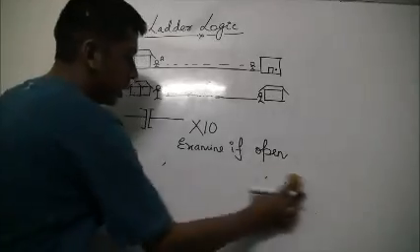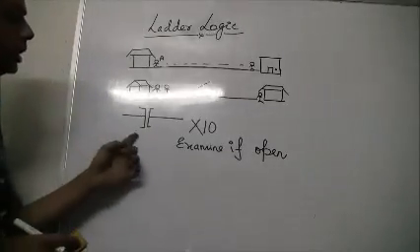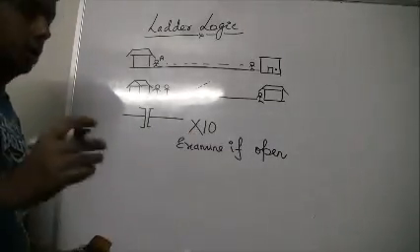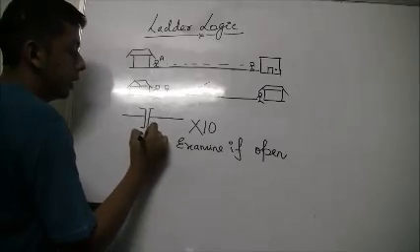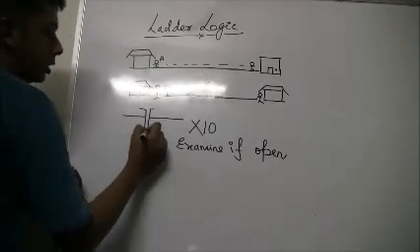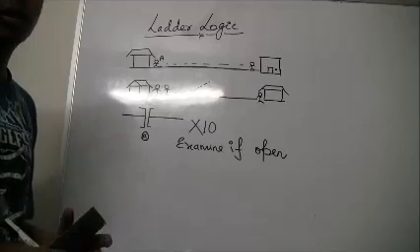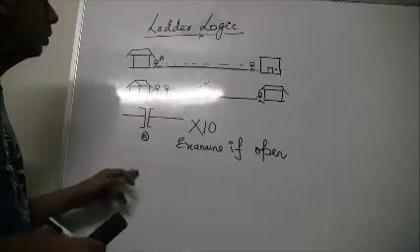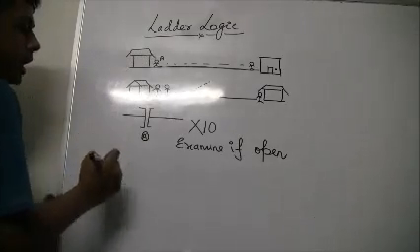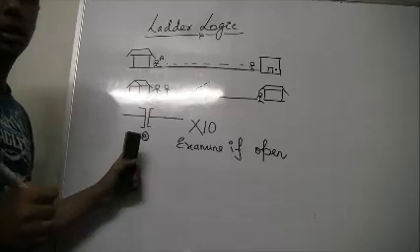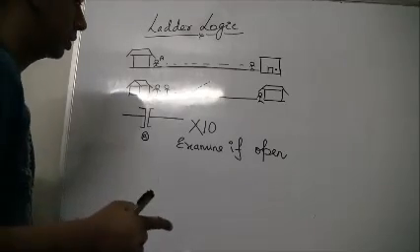So when we use this function, examine if open, and I want to check if my point number A is on or off, this function will go to point A and check if it's open or closed.